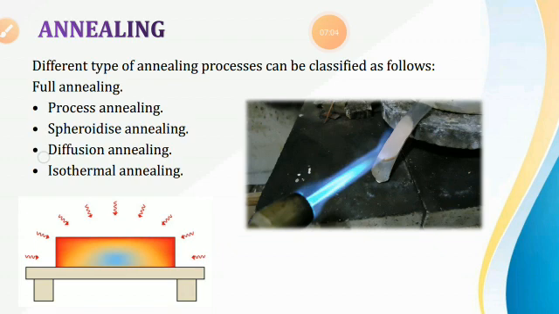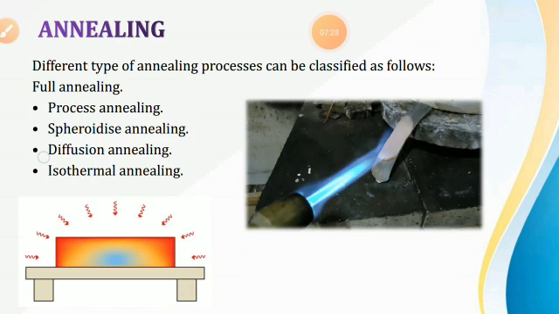The next process is spheroidizing annealing. Spheroidizing annealing is usually applied to high carbon tool steels which are difficult to machine. And spheroidizing annealing is carried out at a temperature of 730 degrees Celsius to 770 degrees Celsius.